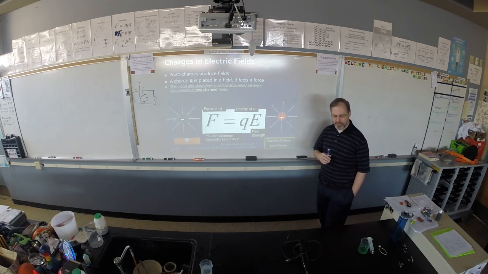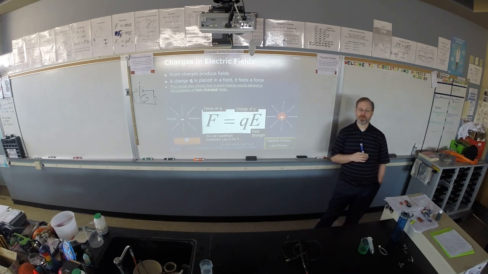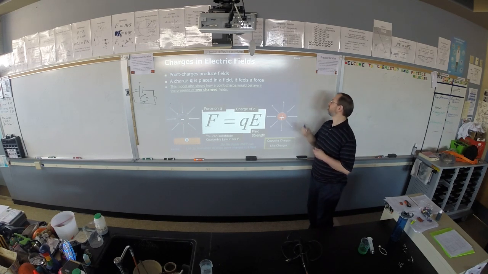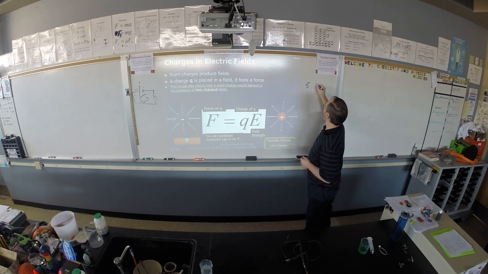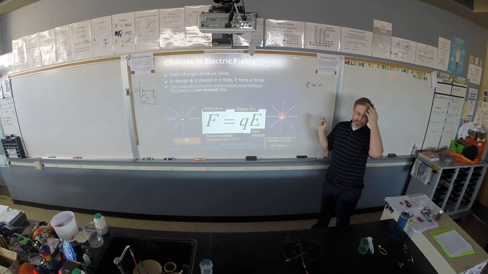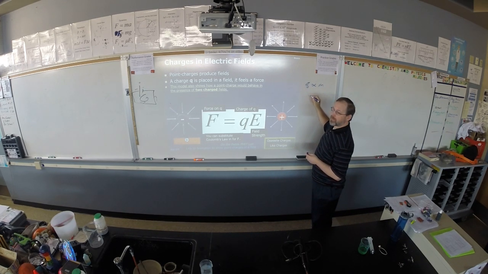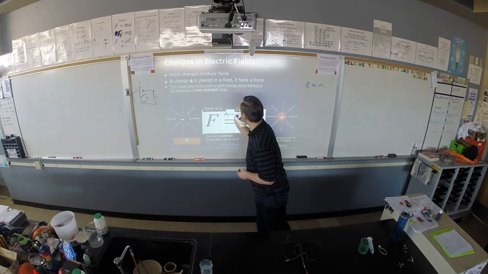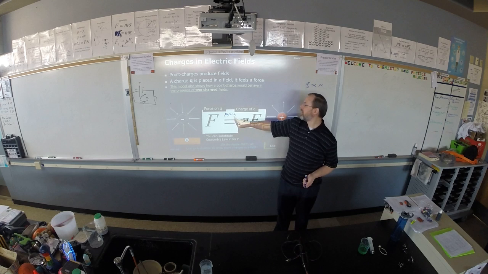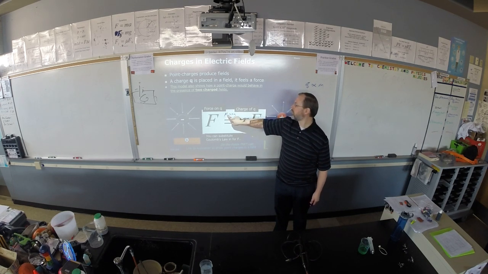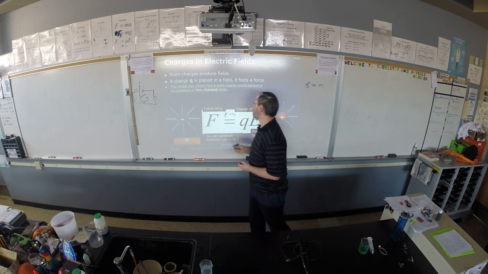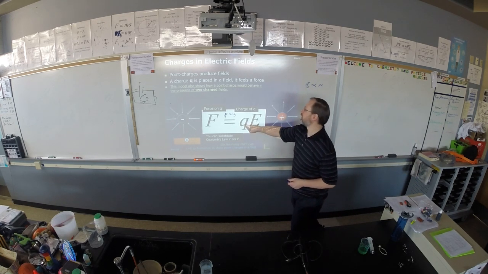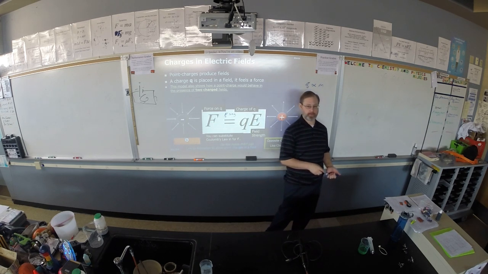Now, I mentioned there are a lot of analogs between gravity and electrostatics. Can you think of how this might be an analog to gravity? Q is equivalent to mass. Oh, I thought that meant force of gravity. Exactly. So you could basically say this is very similar to Fg equals mg. When you put a mass in a gravitational field, this is a small g by the way, it feels a gravitational force. Make sense? So when you put a test charge in an electric field, it feels an electrostatic force.